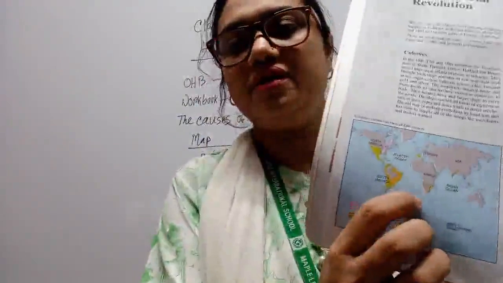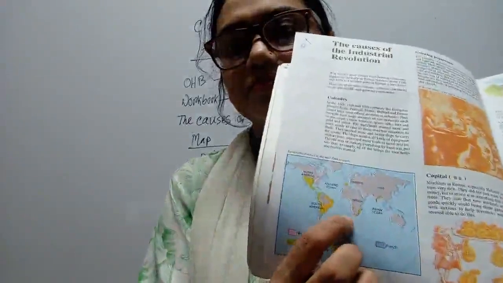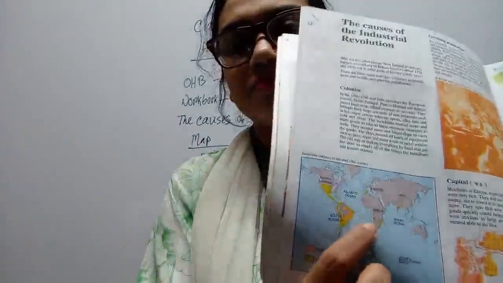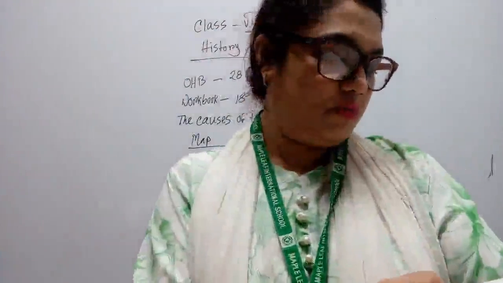Now the last one is Portugal. Last one is Portugal, that is the yellow part. The bottom of Africa, three parts. There are three parts at the bottom of Africa. Those three parts will be Portugal. Okay.